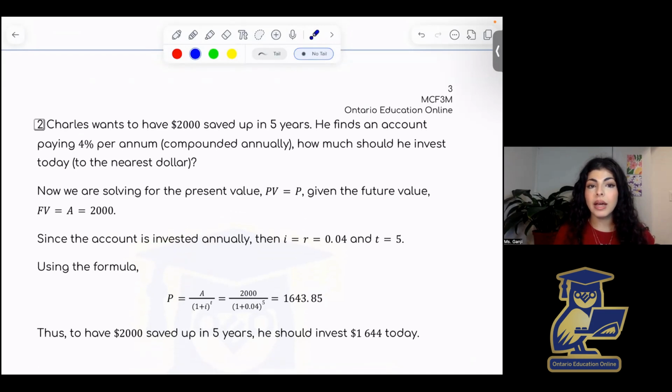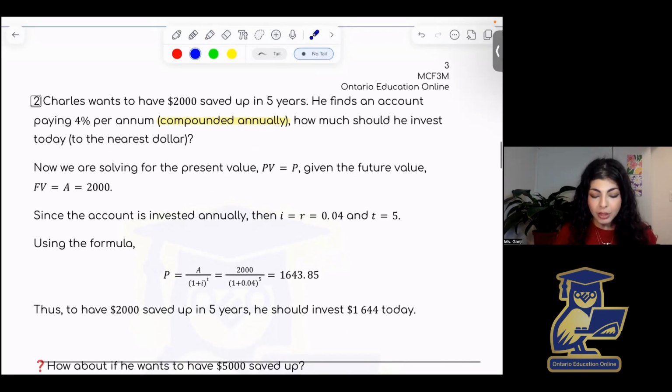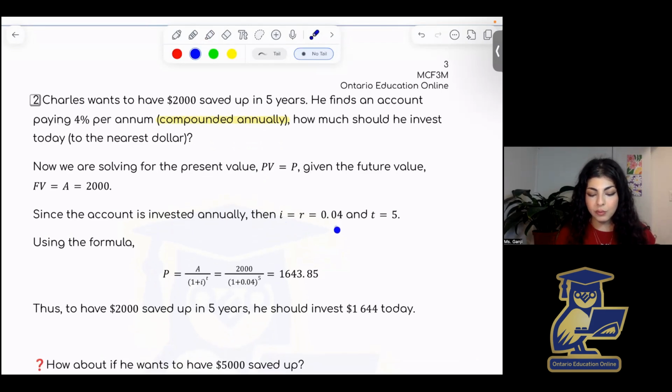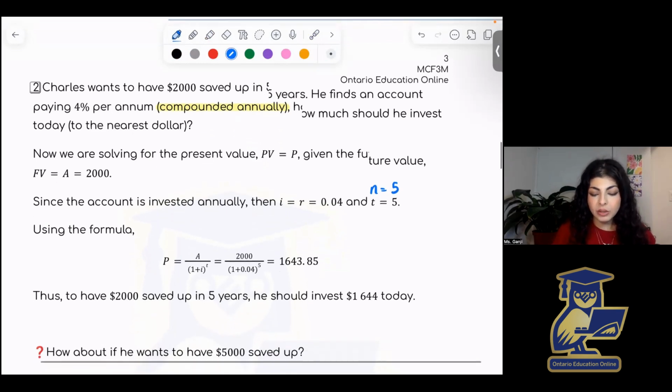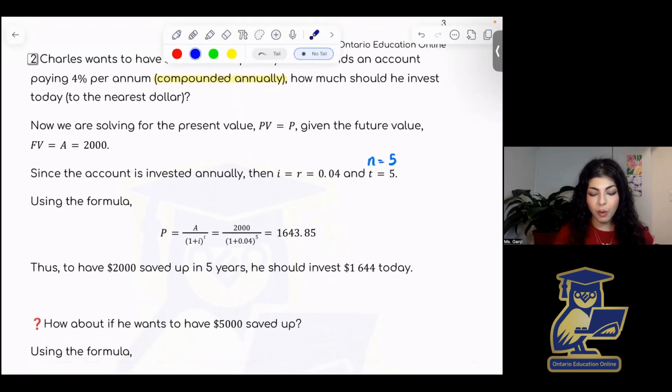Now, because the rate that's given to us is annual, we need to calculate per compounding period, but actually here it is compounded annually. So then really the rate of interest is the same as the interest per compounding period, because the compounding period is for the whole year, or compounded annually. So I is going to be equal to R, and it was 4%, so 0.04. And it's 5 years, so T or N in this case would be 5. And so now we're using the formula, but again, we're solving for P.